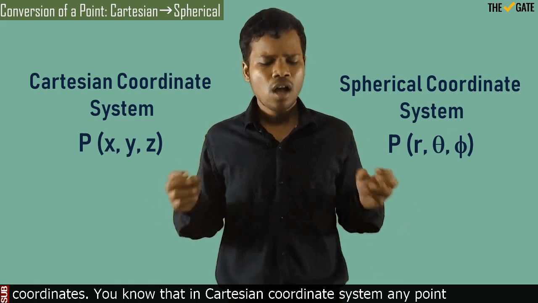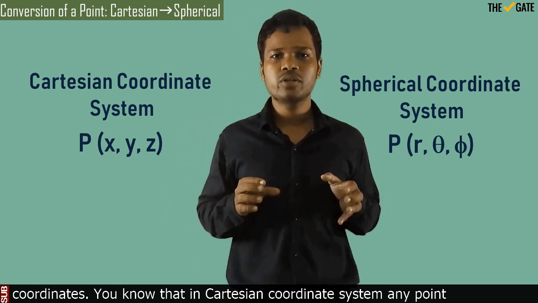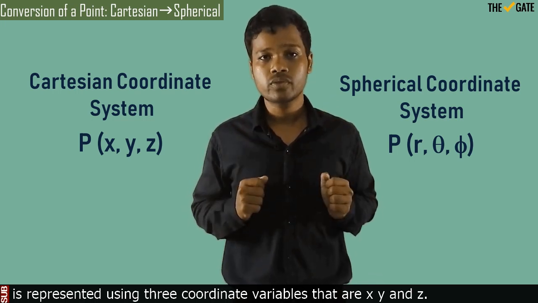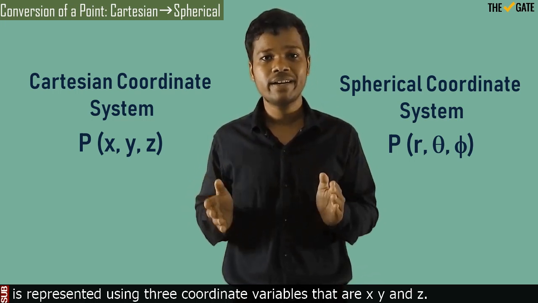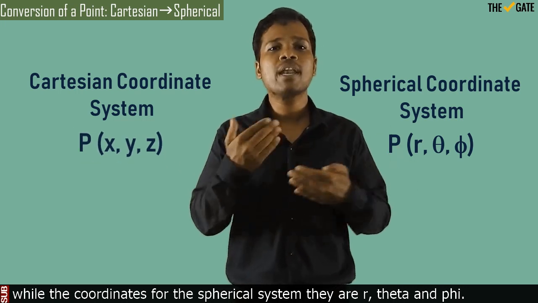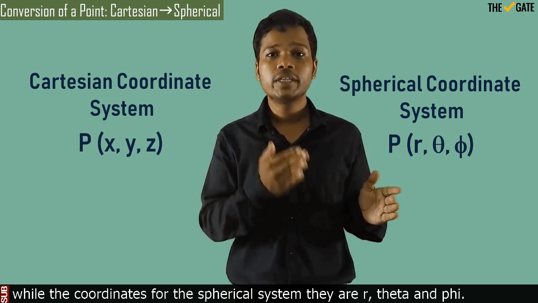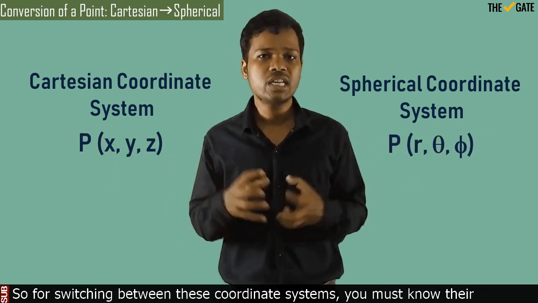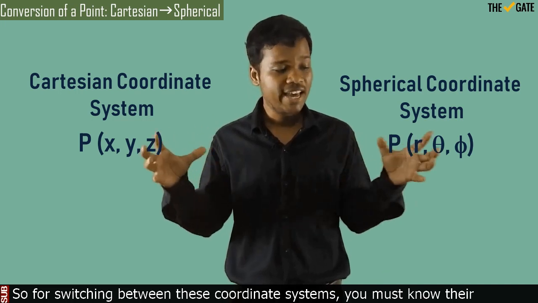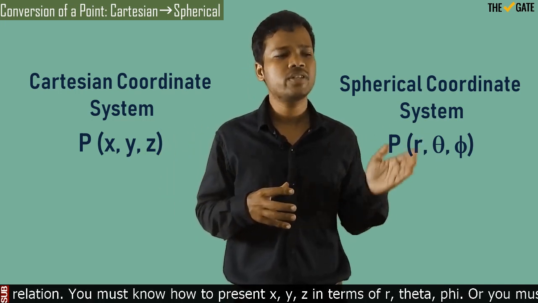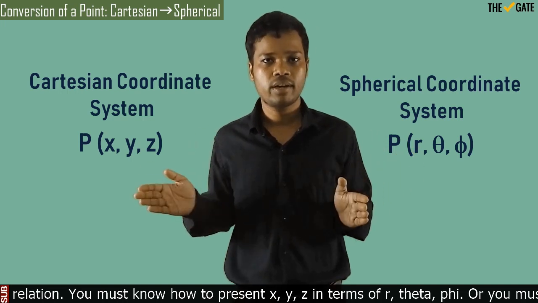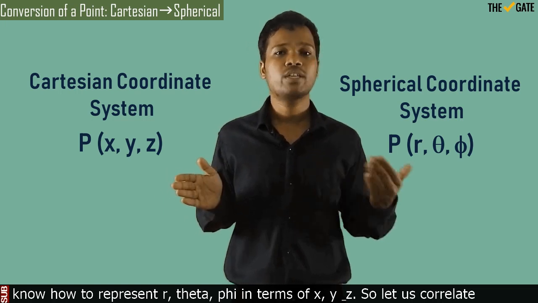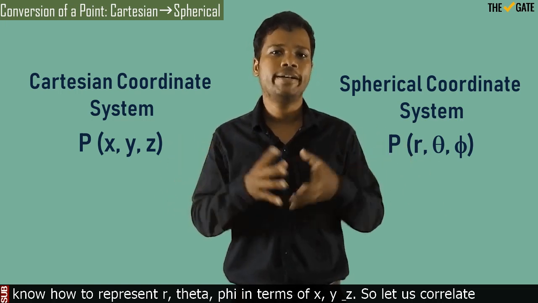You know that in Cartesian coordinate system, any point is represented using three coordinate variables that are x, y and z. While the coordinates for the spherical system, they are r, theta and phi. So for switching between these coordinate systems, you must know their relation. You must know how to present x, y, z in terms of r, theta, phi, or you must know how to represent r, theta, phi in terms of x, y and z. So let us correlate them.